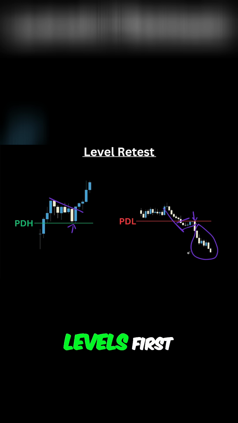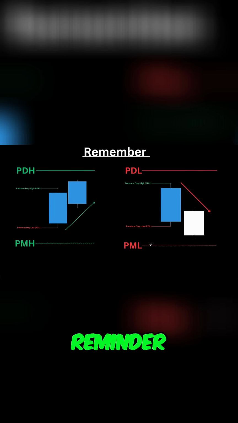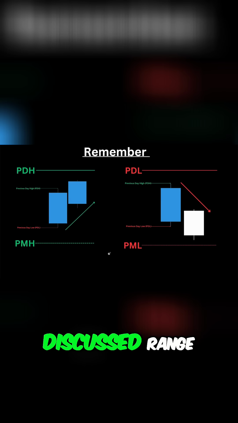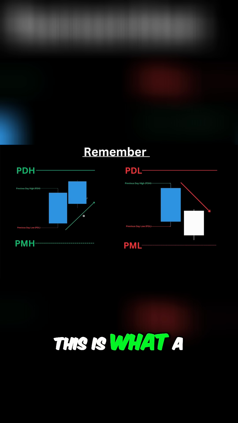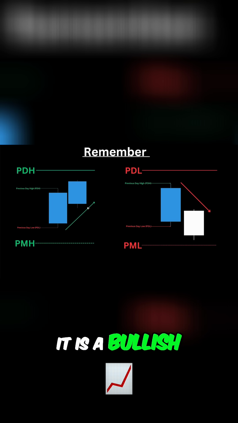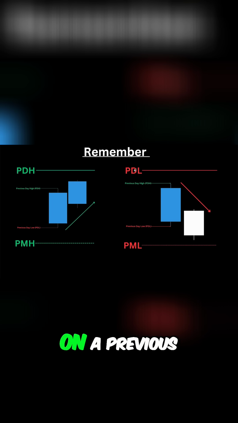LE model: levels first, and then EMAs. Reminder, if you think back to my previous video where we discussed range breaks, this is what a previous day high retest looks like. Remember, it's breaking out of the previous day's range, so therefore it is a bullish trend. This is as bullish as it gets. On a previous day low, it's breaking below the low of the previous day candle, therefore the trend is bearish.